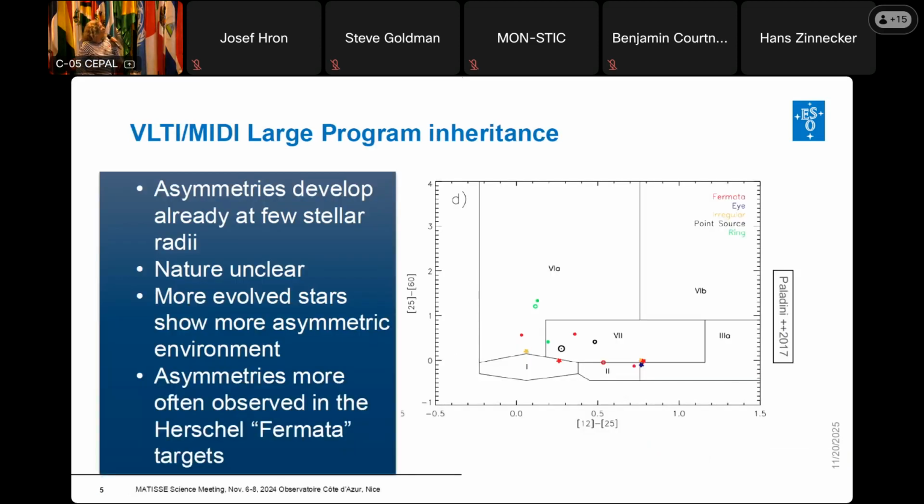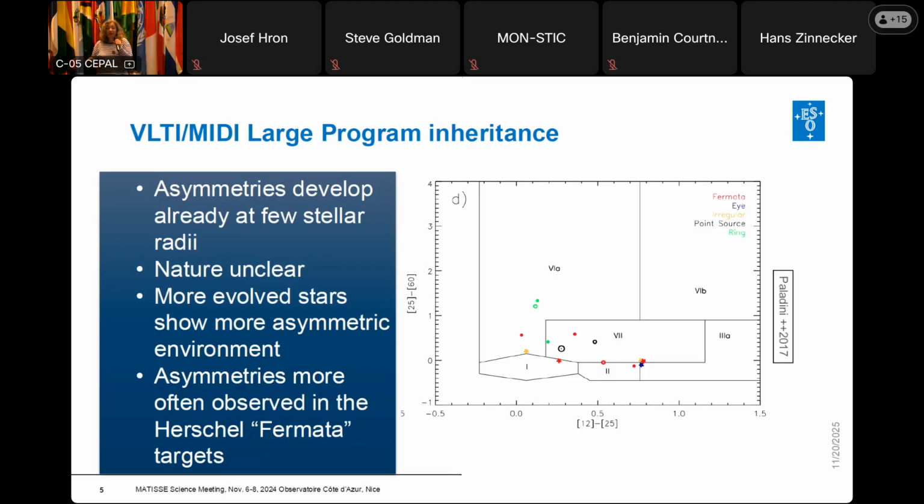I want to show you first where I started from, which is the inheritance of the VLTI MIDI large program that we published in 2017. MIDI was the predecessor of the instrument that we used for the next data I will show you, where we didn't get images. From the sample of, I don't remember if it was 10 stars or maybe a bit more, we found that basically we were mapping asymmetries without knowing what they were. And we found that they develop already at a few stellar radii. Well, now it's not a surprise anymore.